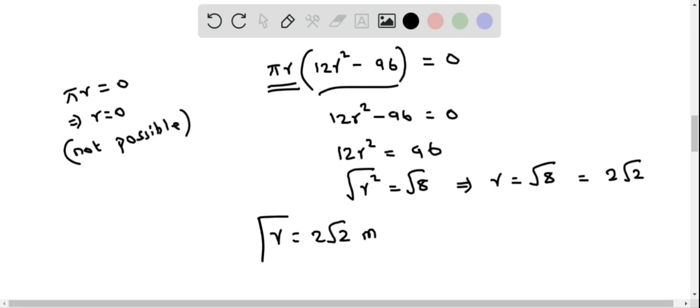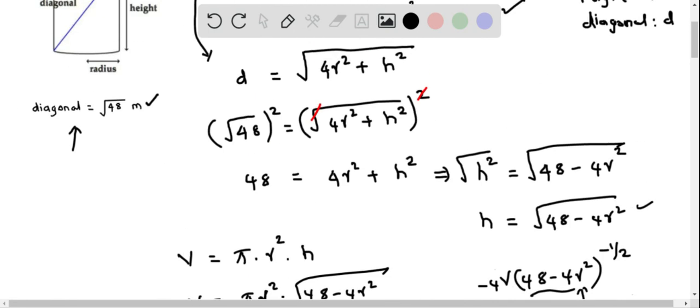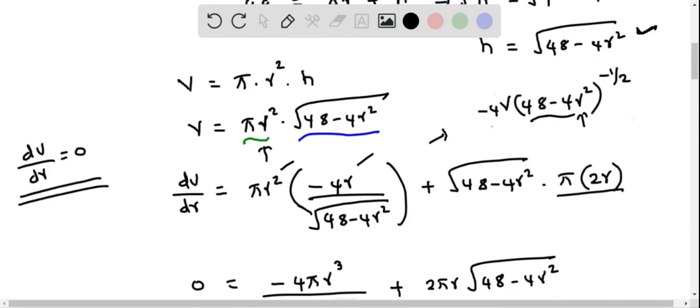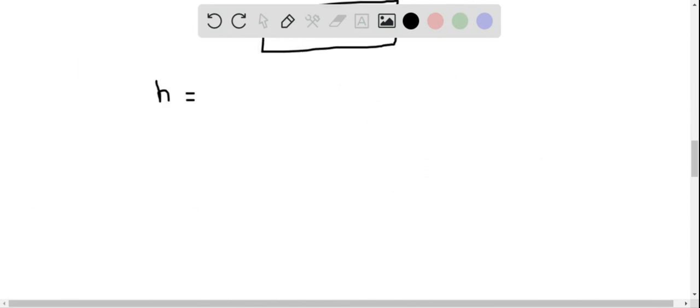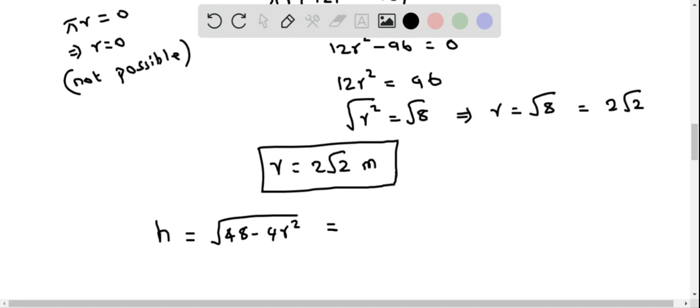and this value of radius gives the maximum volume, which means we can now determine the corresponding height of the cylinder using the relation between height and radius. So we can use this relation, that is height equals square root of 48 minus 4r squared. So let's use it here. 48 minus 4r squared, and this is under the root. We can replace r by 2 root 2, or otherwise we can replace r squared by 8.